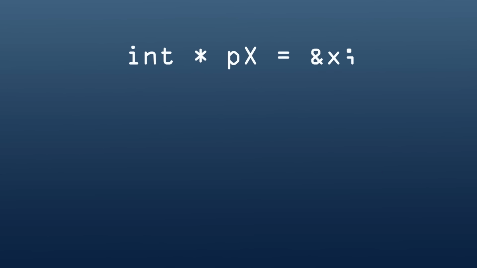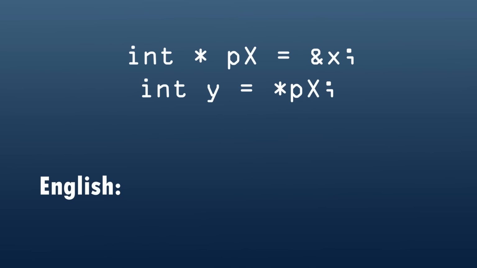So what does this do for us? Well, now by using the pointer, we have a way of accessing x by reference instead of by value. So for example, if we wanted to copy the value of x to a new variable using that pointer, we could do that pretty easily with this new bit of code. We'll say that int y equals star px. Now, what is this code doing? Let's break it down.